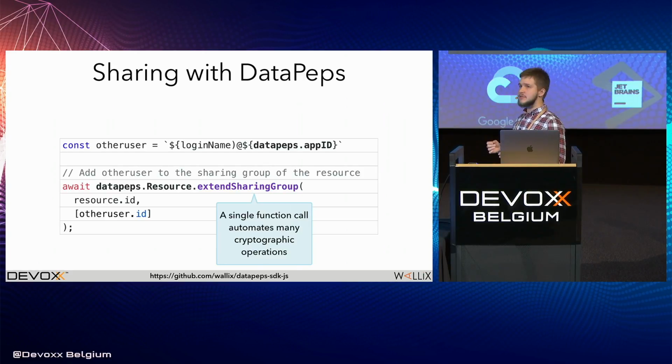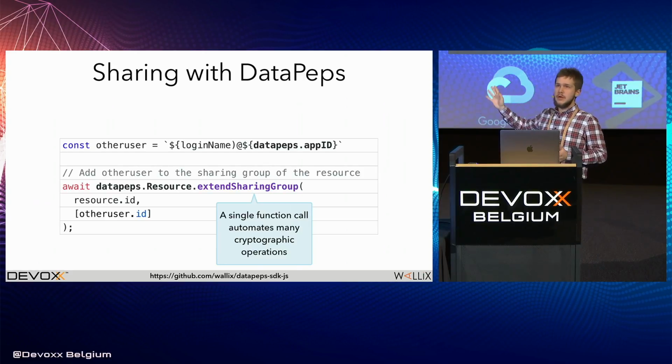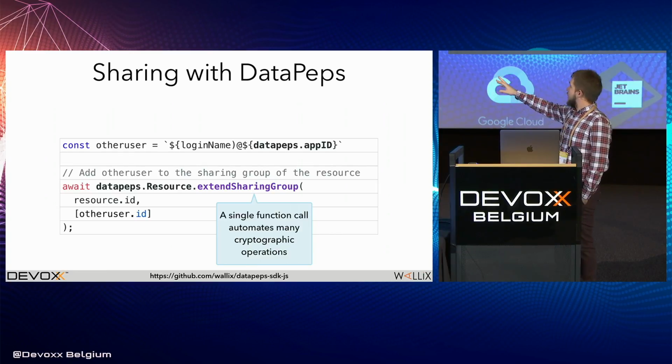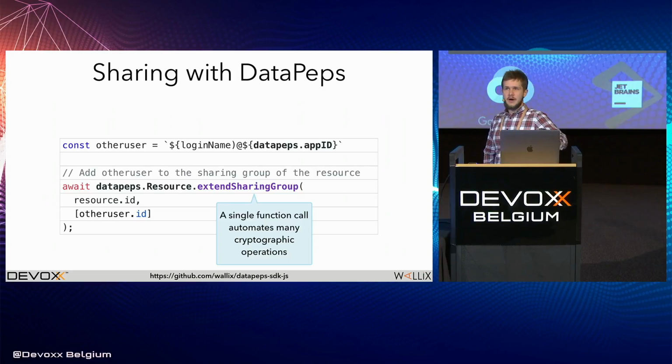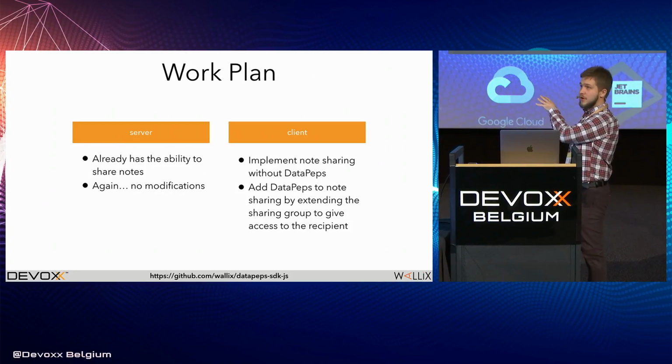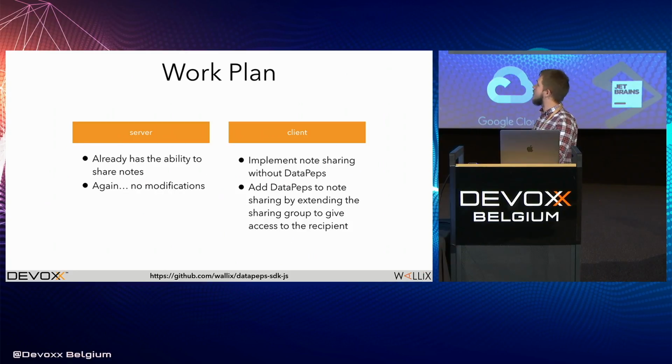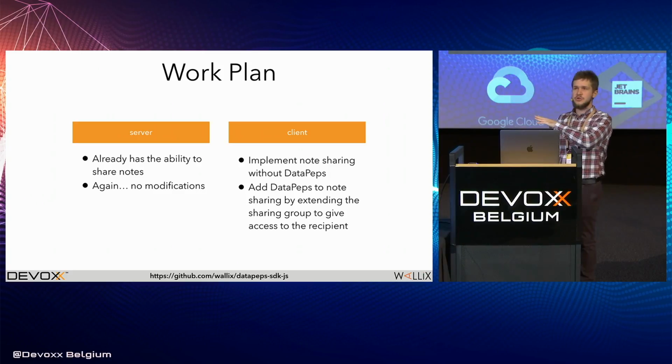So just to share the notes, you need to add a couple of lines, 3 lines here, and it should work. You just extend the sharing group in the method into which you pass the other user's login, and after that the note will be shared with this new user. And here's the work plan for you, just a proposal. You don't need to change the server code, as we've discussed before. Everything is left untouched.